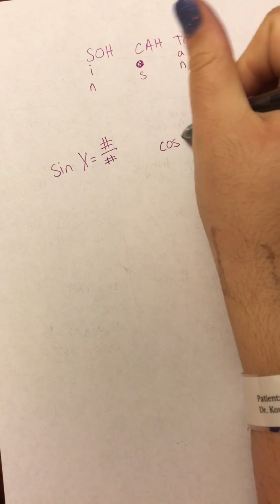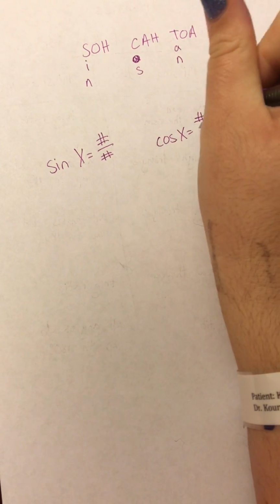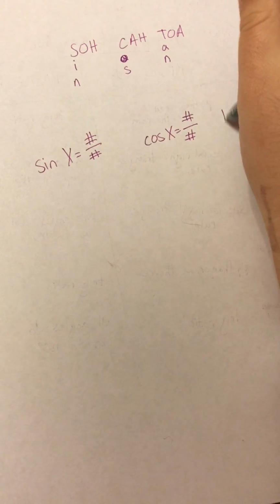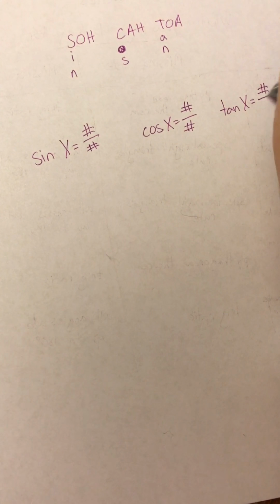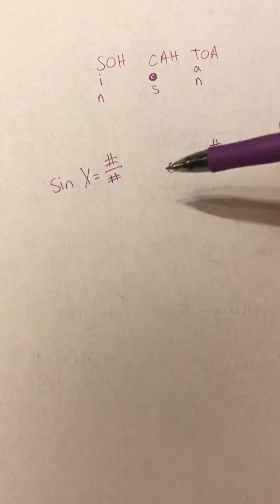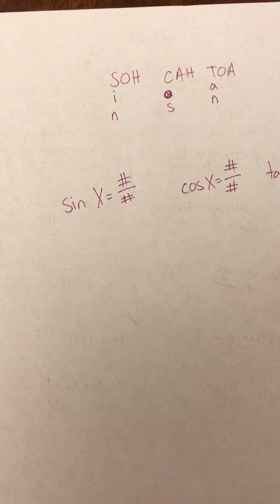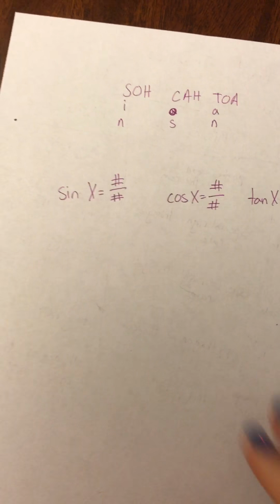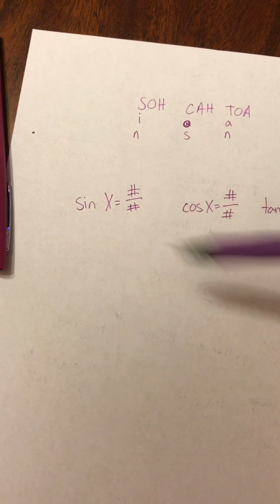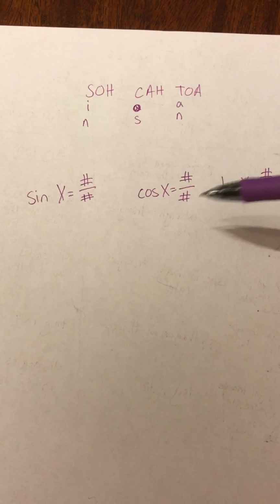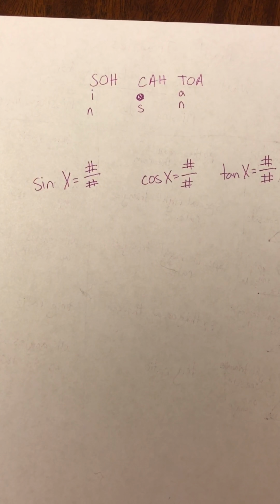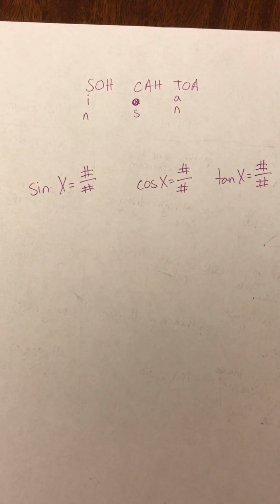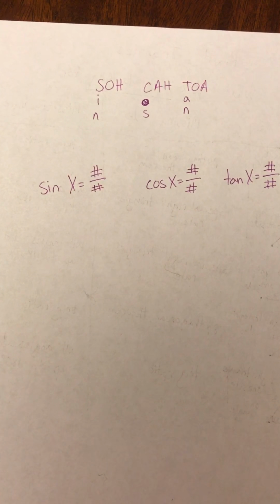Or cosine of x equals whatever your ratio is. Or tangent of x equals whatever your ratio is. And for those of you who don't know, those are number signs, not hashtags. Okay? So we've got sine of x equals number over number. Cosine of x is number over number. Tangent of x is number over number. All right? Not SOH or CAH or TOA.